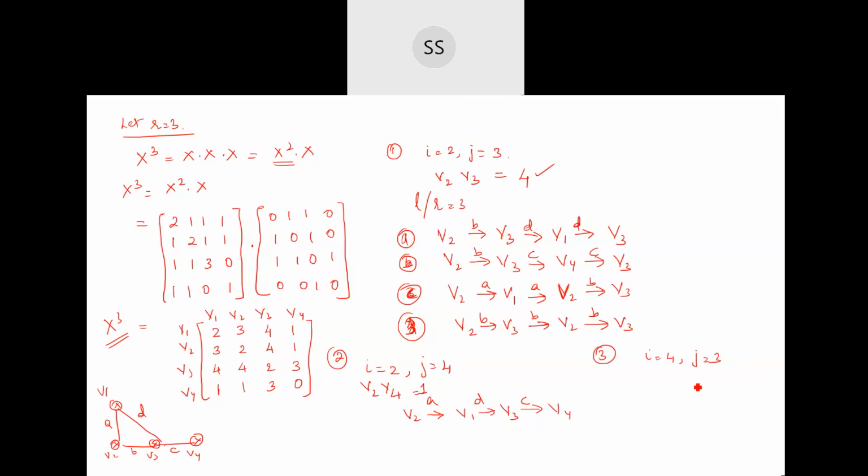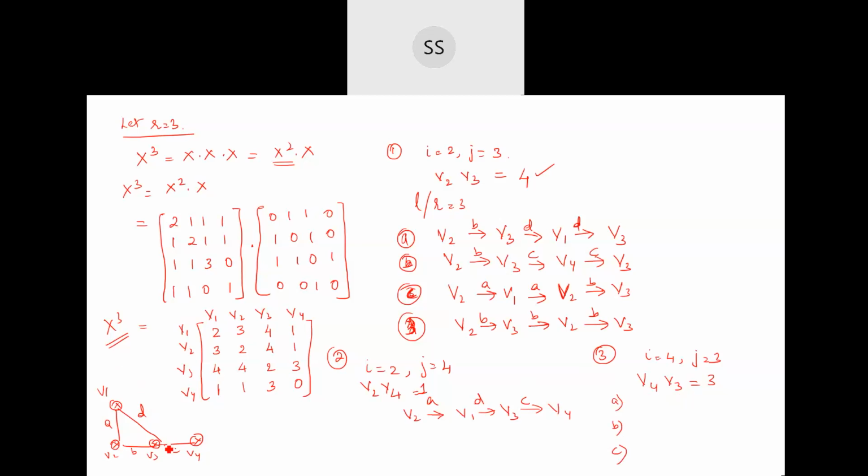Now let us take the third case where I is equal to 4 and J is equal to 3. So if that is so, how can I write it? I can write it as V4 and V3. I have three possibilities of length 3. I will have to write out the three possibilities, which are of length 3.